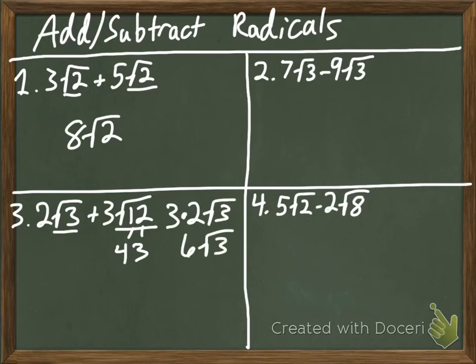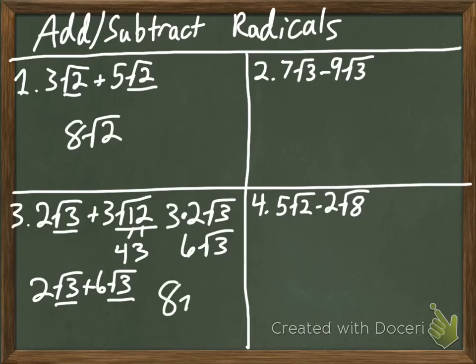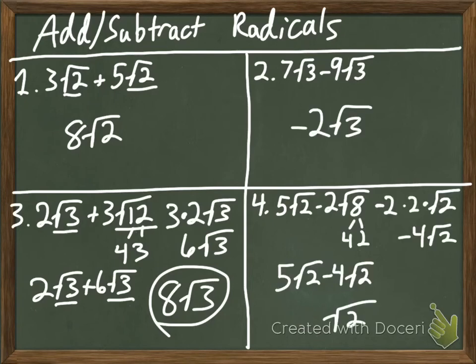So we're going to rewrite this with 6 square root 3 in place of our 3 root 12. So 2 root 3 plus 6 square root 3, you can see now we can add. And we get 8 square root 3. So now I want you to pause the video again and do examples 2 and 4. And here are the answers for 2 and 4, so go ahead and pause the video again and see if you got the right answer or not. And if you didn't, confer with your group to find out why.